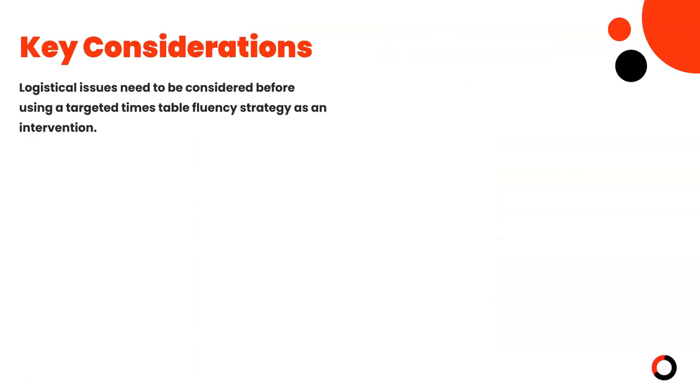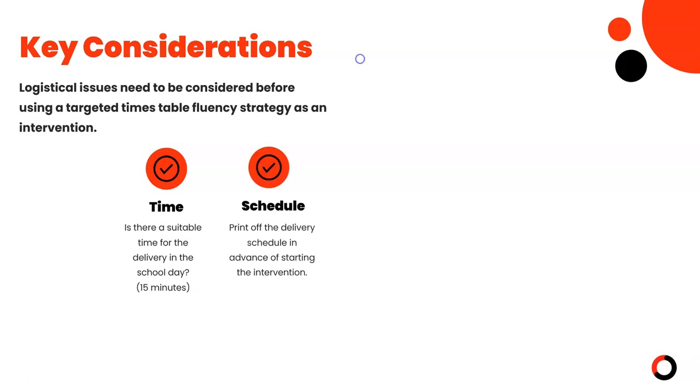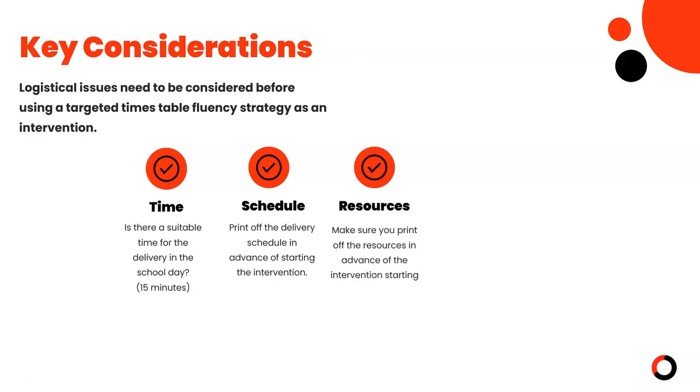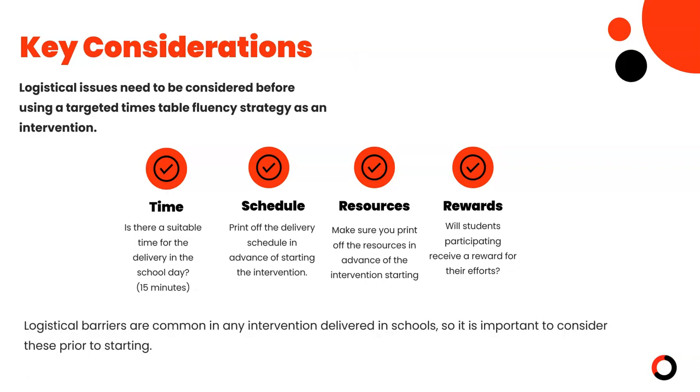So, key considerations. Time. Is there a suitable time for the delivery in the school day? Schedule. Make sure you print off the schedule in advance of starting the intervention. Resources. Again, make sure these are printed off in advance. And rewards. Will students participate and receive a reward for their efforts to help with the motivation? Logistical barriers are common in any intervention delivered in schools, so it's important to consider these prior to starting.